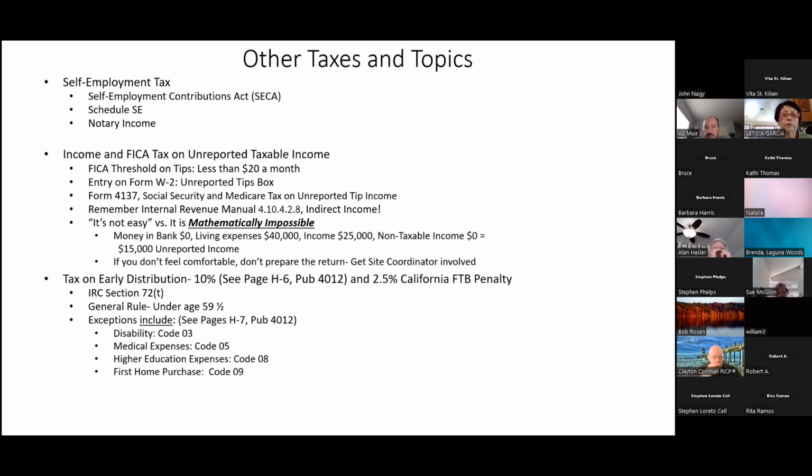And then typically the response I get from taxpayers, Jerry, is "it's not easy." And I look at them and say, you know something, I'm a trained accountant. This is mathematically impossible. And so I'm not going to do your return. I don't feel comfortable doing your return because this doesn't make any sense. And I tell them, I'm not going to prepare your return. I'm the site coordinator. I get involved and I say, you're going to have to explain this. And they go, well, it's not easy. Nope, we're not going to do your return.